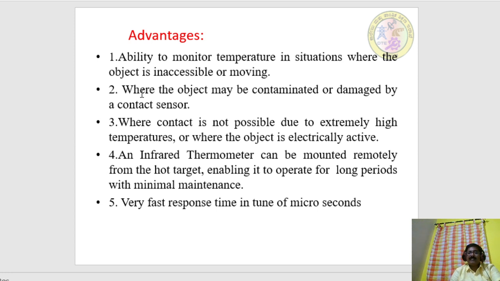An infrared thermometer can be mounted remotely from the hot target, enabling it to operate for longer periods with minimal maintenance. Here we can quote that the maintenance is very less. Very fast response time, in the order of microseconds. The very fast response.